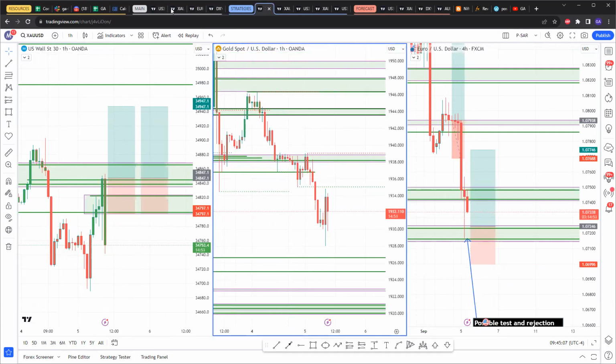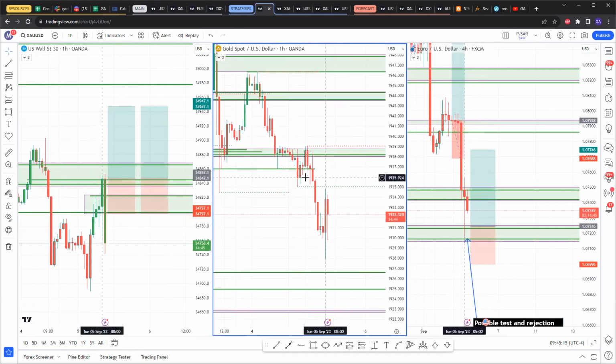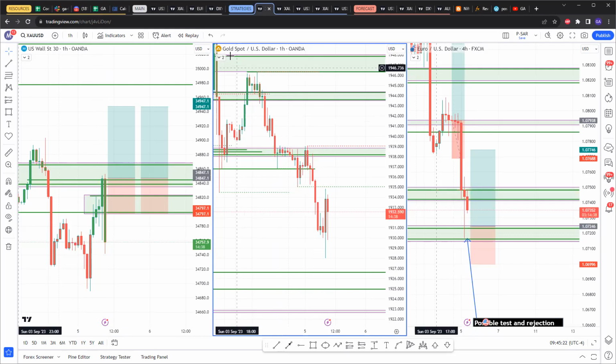So keep in mind, after I get my daily bias, I move over to the 4 hour and 1 hour timeframes, and then I look for at least a double SAR in the direction of my bias. So since I'm looking for buys, I've turned off the sell zones, the sell SARs. So right now on gold, I don't have any zones for gold. For EU, I had this zone.